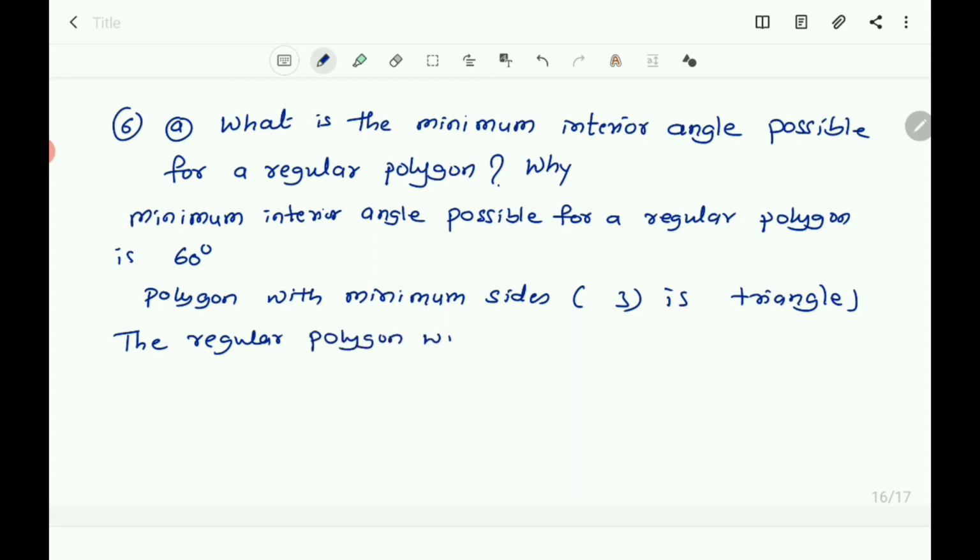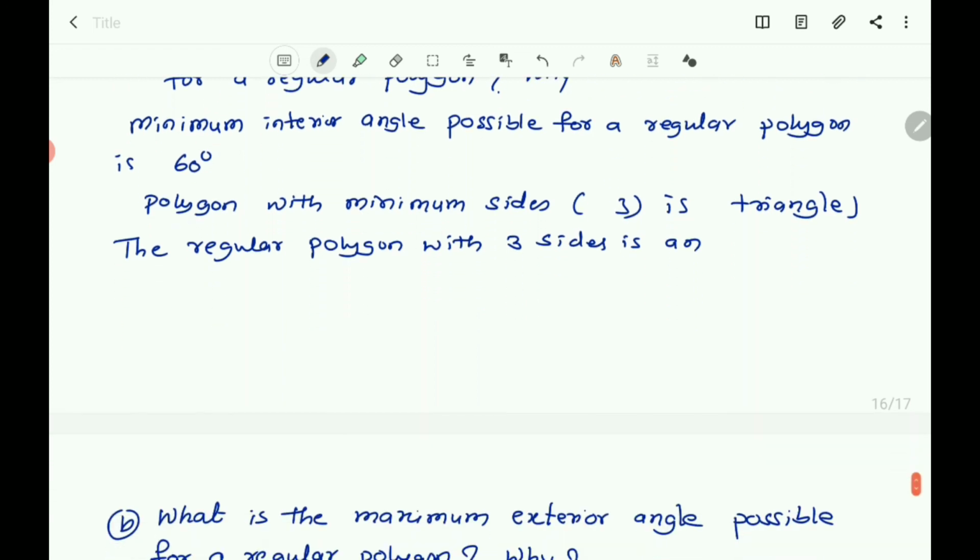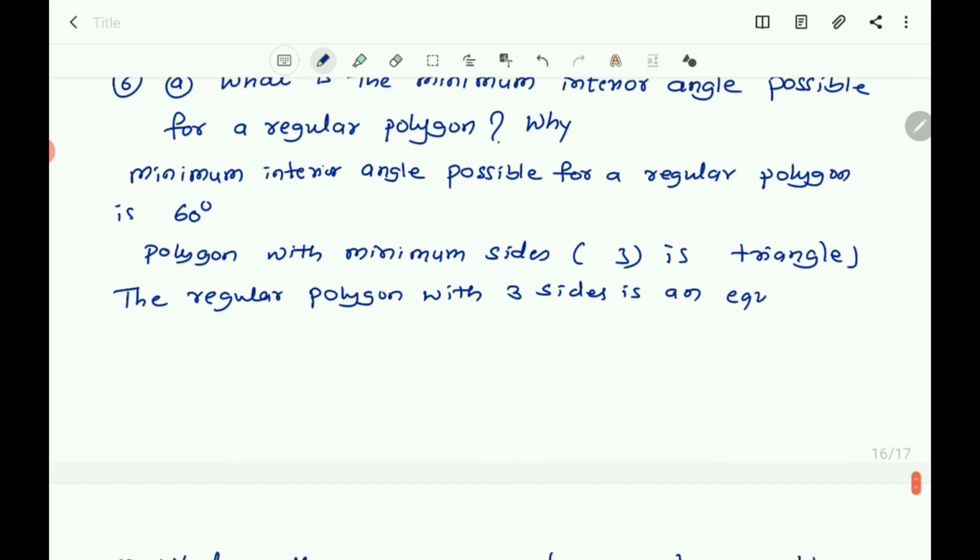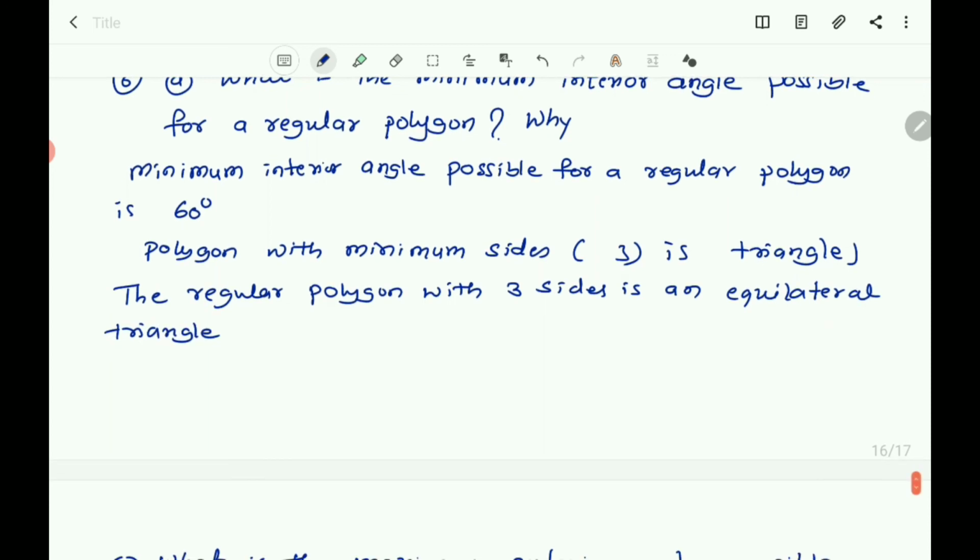Polygon with 3 sides is an equilateral triangle. The regular polygon with 3 sides is an equilateral triangle and its interior angle is 60 degree. This is the reason.